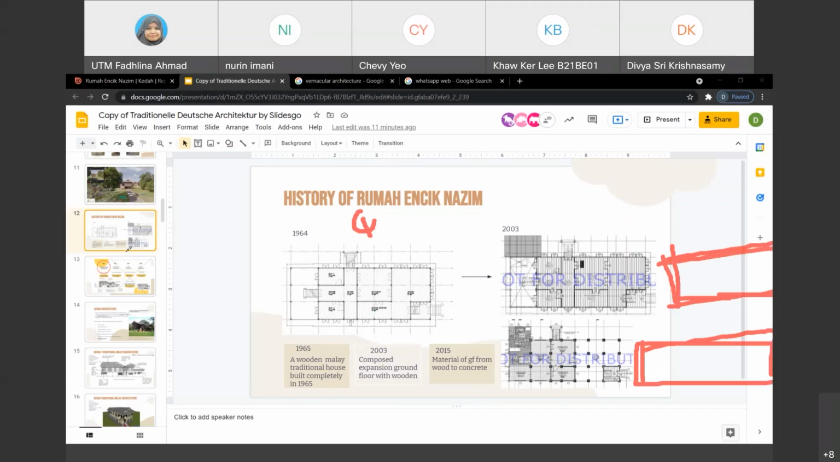Is it 1964 or 65? In 1964 they started to build. Then they built this building within one year, and in 1965 the building was built completely. So this one is 1965.